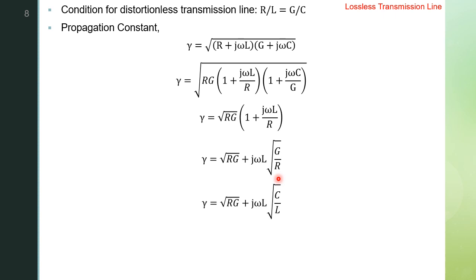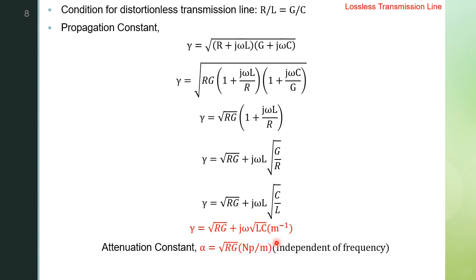So when you substitute it back, it is j omega L into root of C by L. Hence we will get gamma is equal to root RG plus j omega root LC, which is measured in meter inverse, and it is called the propagation constant. So when you separate the real part, it is the attenuation constant alpha, which is equal to root RG. So when you consider alpha, it is in nepers per meter, the value is constant, that is, it is independent of frequency.